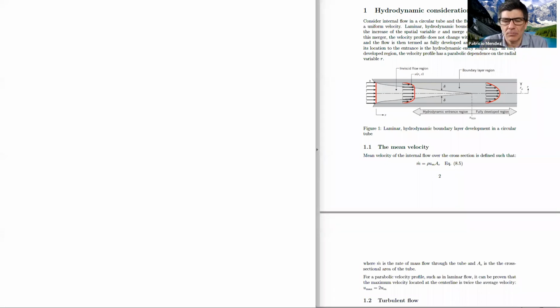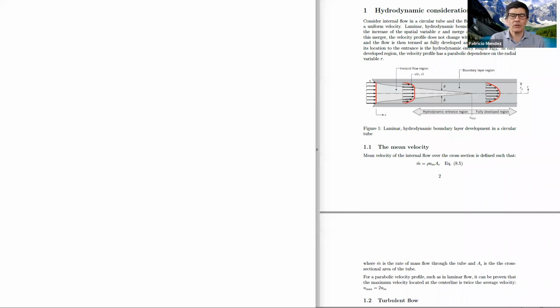Internal flows are the flows that happen inside pipes, or between parallel plates, or between two surfaces. And the key here is that these two opposing surfaces prevent an indefinite growth of the boundary layer. When we discussed boundary layers in external flows, which is the topic of this evening's quiz, we saw that the boundary layer increases as we go farther downstream.